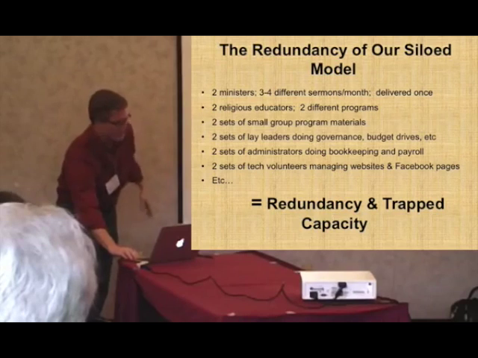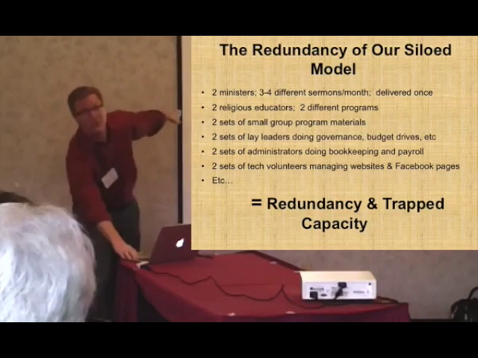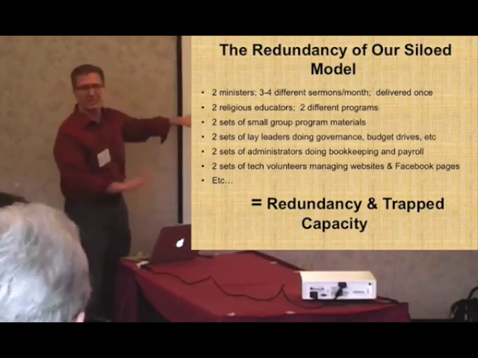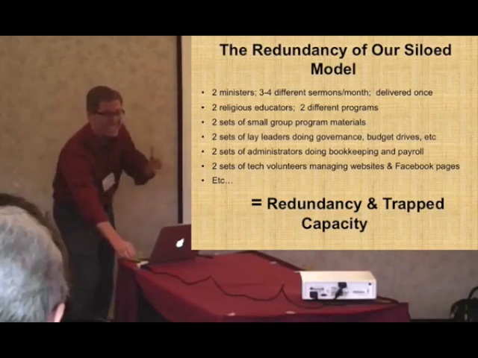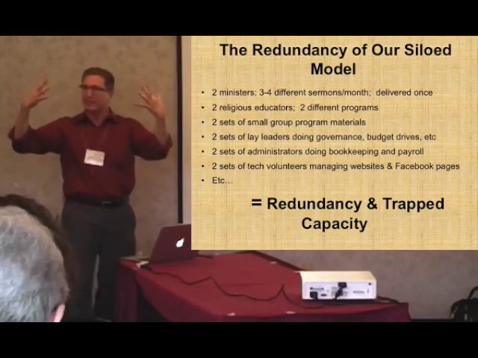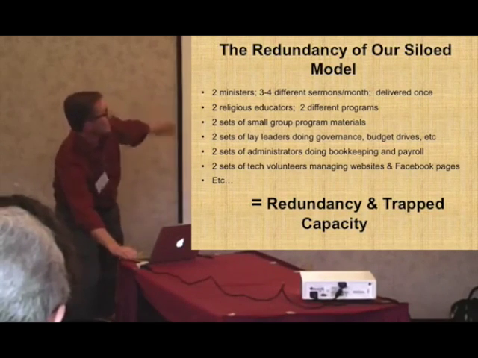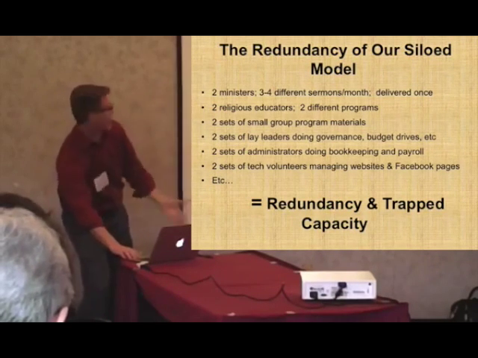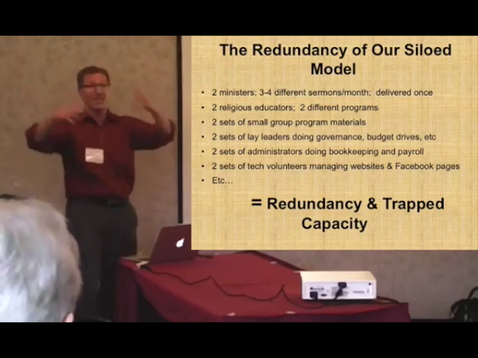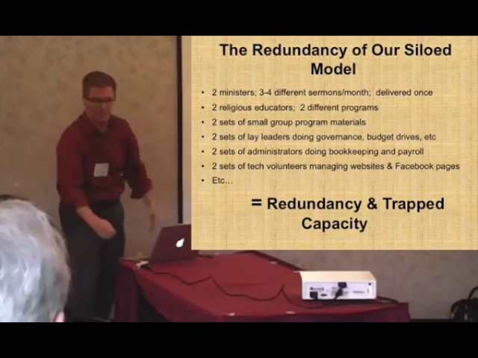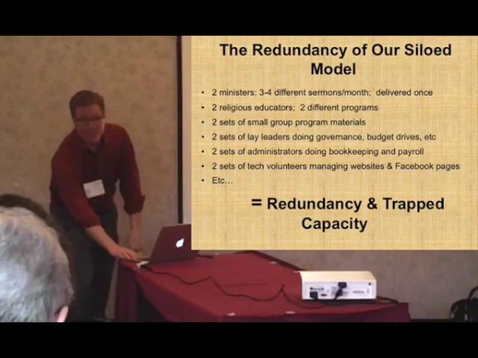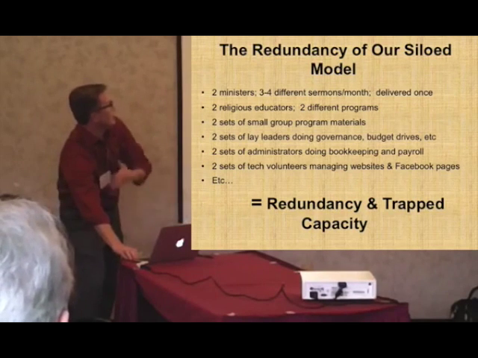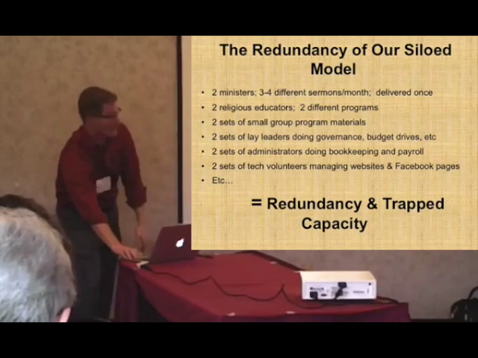We have redundancy here. The same thing you can see with religious education. You see 2 religious educators. And this is an example of, like, 2 congregations. You could do this a whole bunch of different ways, but if you just took 2 congregations and you looked at the redundancy, it becomes blatantly obvious, although I don't know why it hasn't popped for us in neon lights. 2 religious educators, 2 whole different programs, 2 sets of small group materials being independently and separately developed by a whole bunch of people, 2 sets of lay leaders doing governance, budget drives, sitting on committees, doing the same duplicative work, 2 sets of administrators doing same activities with payroll, 2 sets of tech volunteers managing websites and Facebook pages, etc., etc., etc.